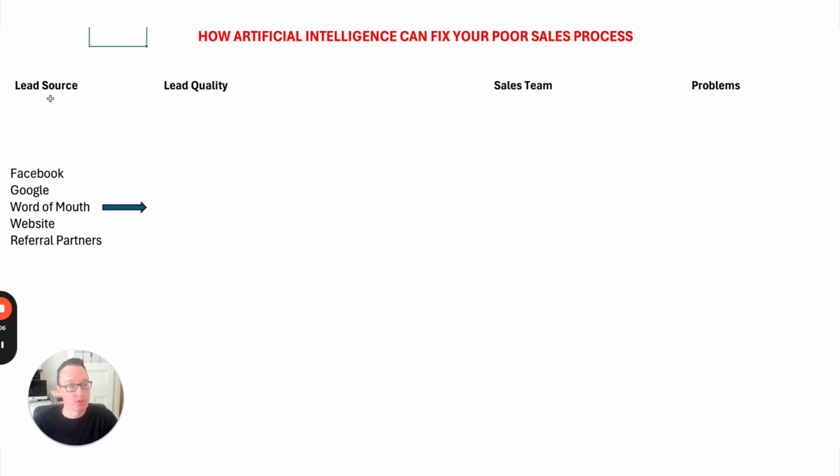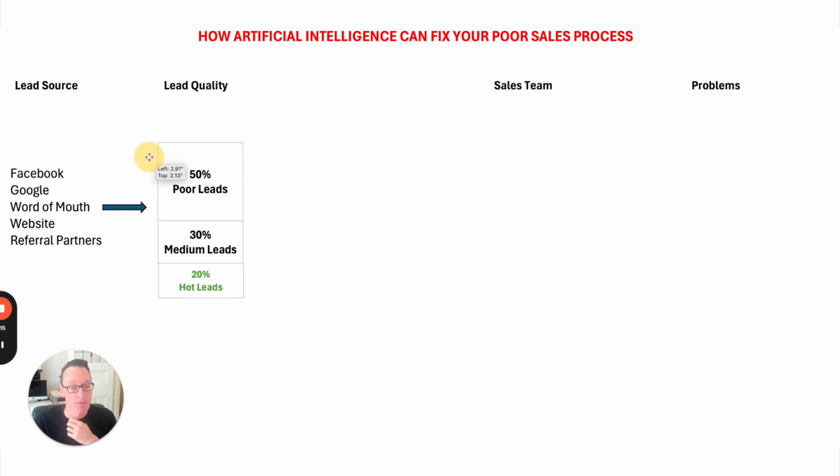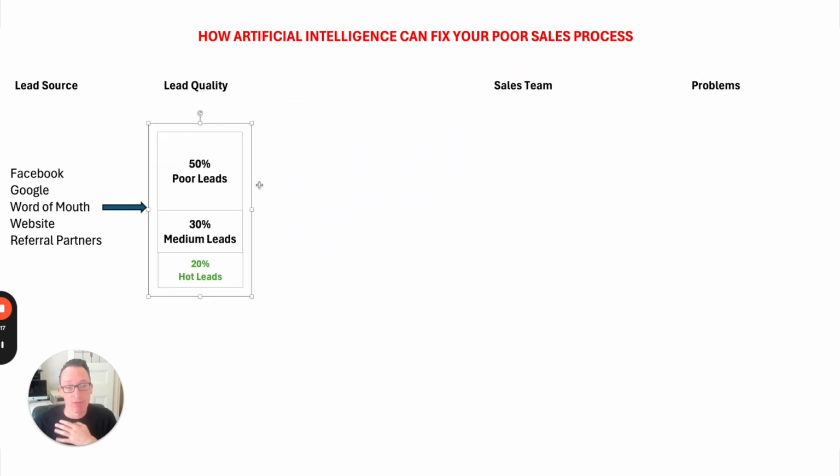At the moment, you've got lead sources from various areas: Facebook, Google, word of mouth, your website, referral partners, wherever they may come in. Now, when these leads come in, they're of varying quality. So some of your leads will be poor leads. They're just people who've got general questions about your business. They're at a very, very early stage of looking for your product or service. So they're a long way out and they're not that good.